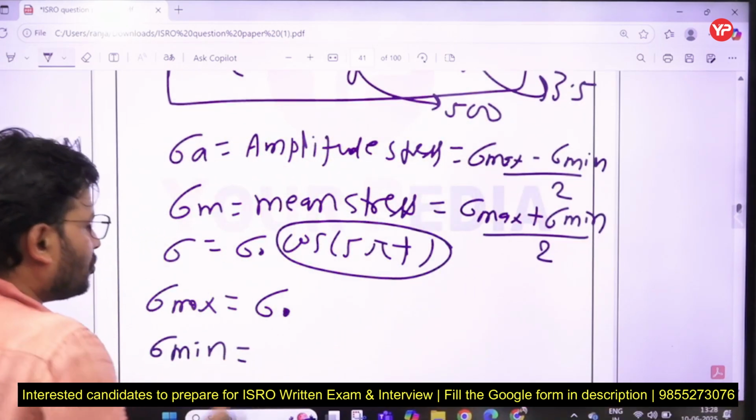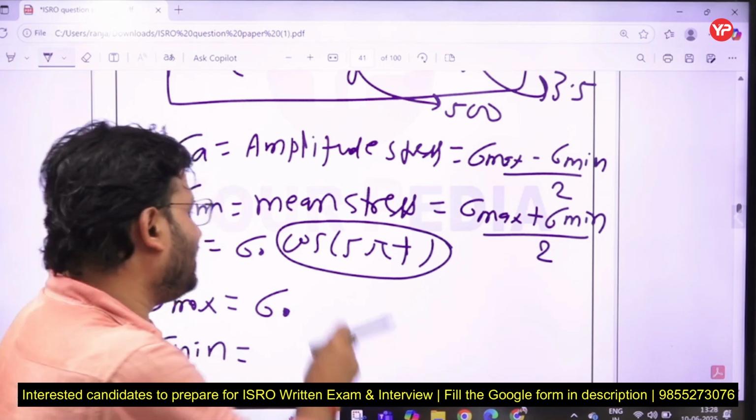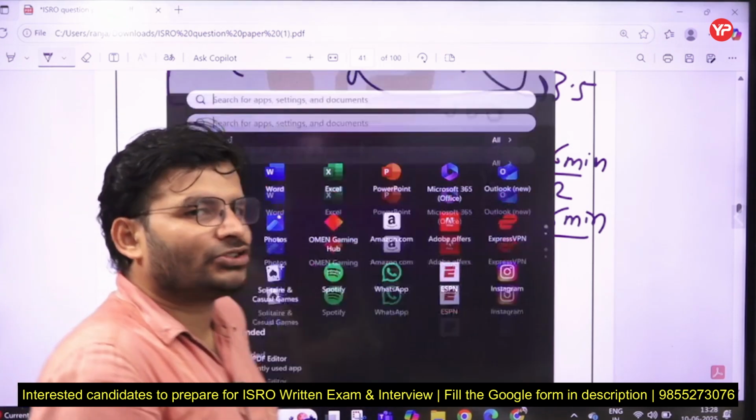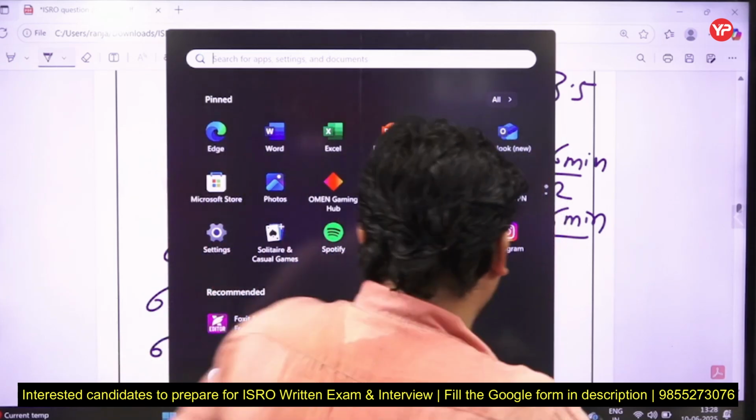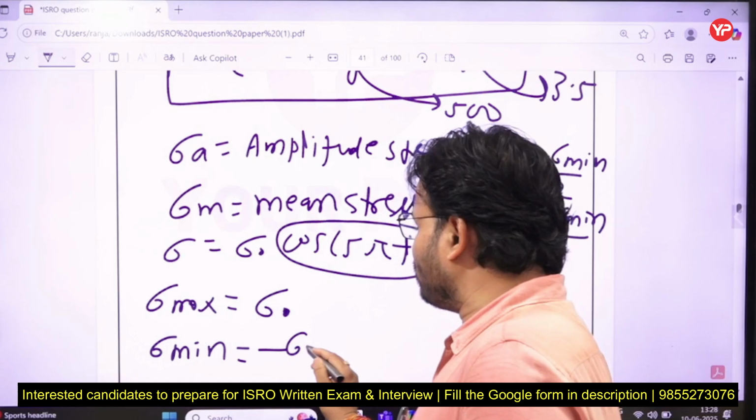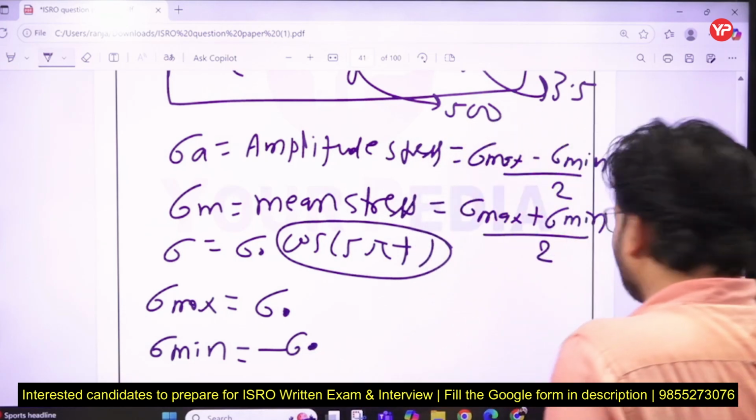Sigma minimum will be when cos 5 pi t is at its minimum. What is the minimum value of cos? Minus 1. So it will be minus sigma naught, right? Okay, good. So put the value.